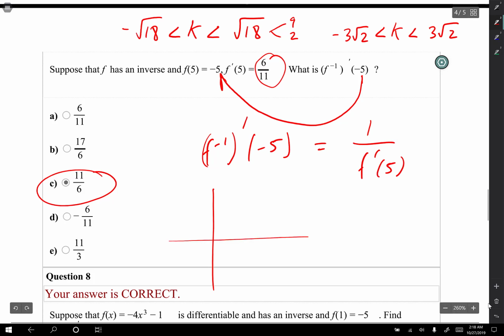But real quick, when you find an inverse, remember that it reflects across the line y equals x. So if I have some function like an exponential here, and the inverse of an exponential is a logarithm, well, remember, this point (a, b) is going to be this point here, (b, a), right?